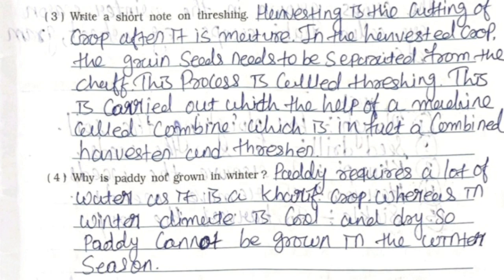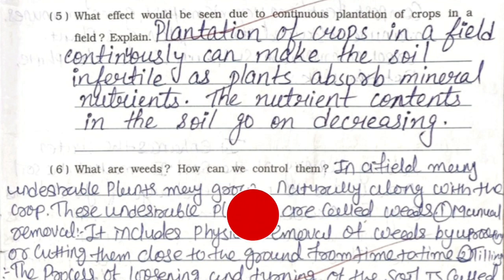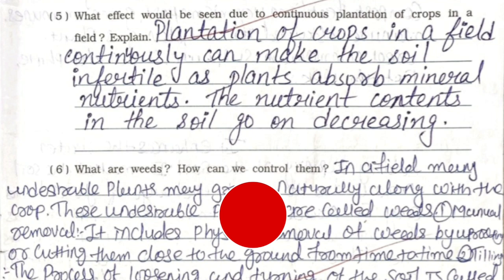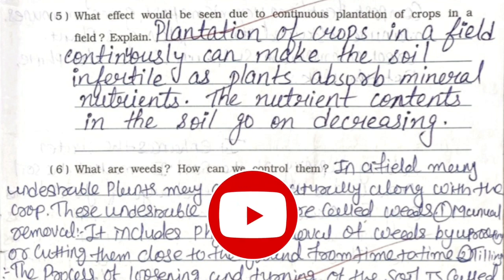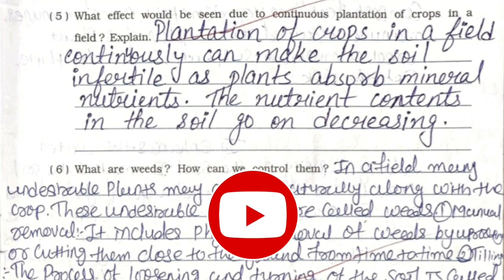Fourth one, why is paddy not grown in winter? Paddy requires a lot of water as it is a kharif crop, whereas in winter climate is cool and dry, so paddy cannot be grown in the winter season. Fifth one, what effect would be seen due to continuous plantation of crops in a field? Explain. Plantation of crops in a field continuously can make the soil infertile as plants absorb mineral nutrients. The nutrient contents in the soil go on decreasing.